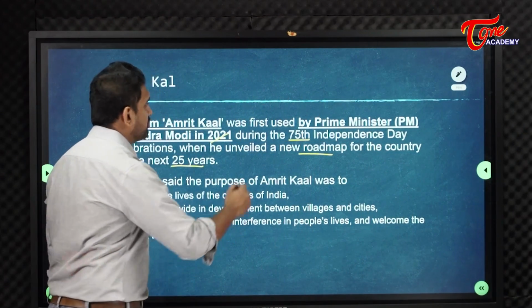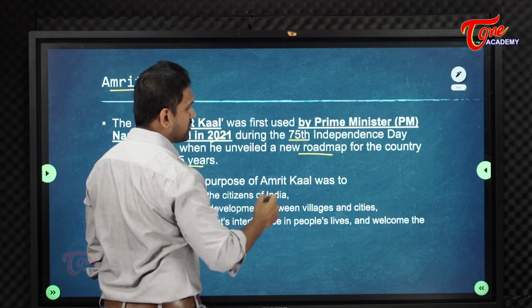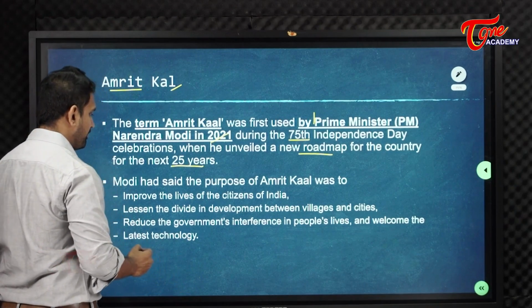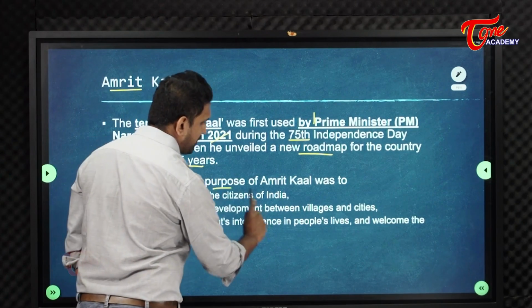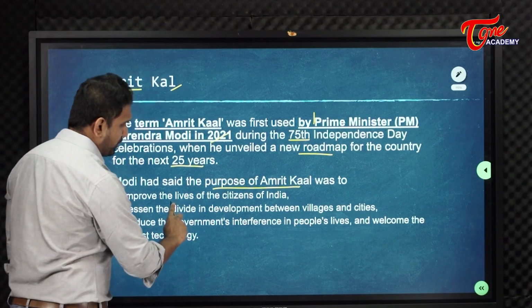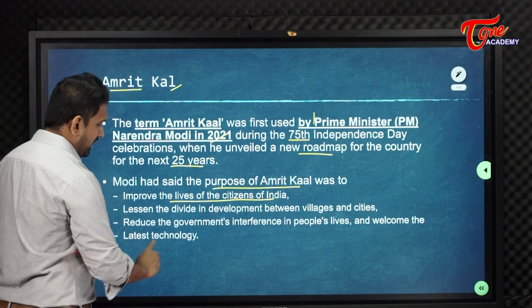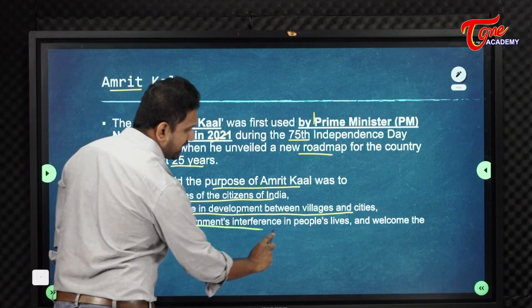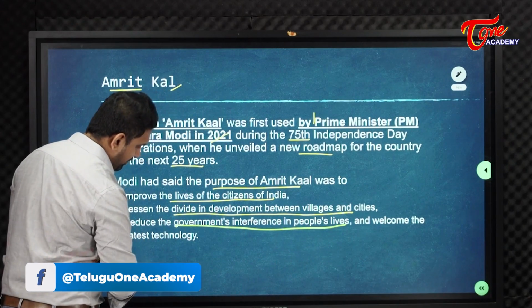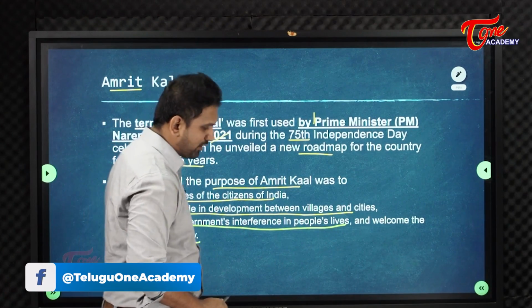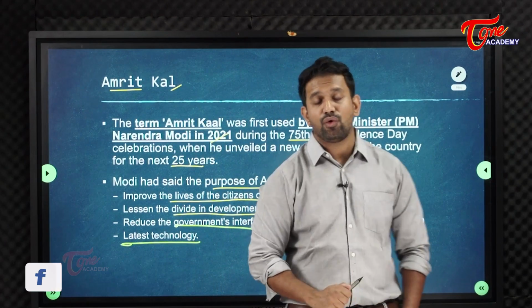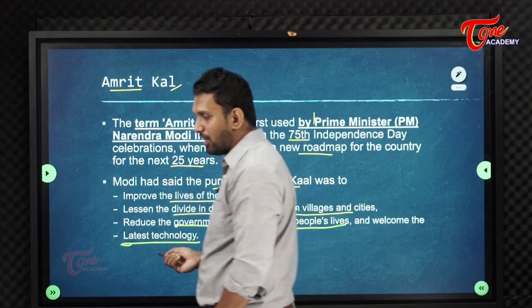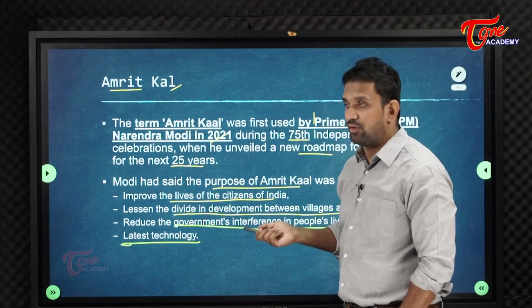So remember this point: Amrit Kal was first used by whom? Narendra Modi ji, in his 75th Independence Day speech. Modi has also said the purpose of Amrit Kal was to improve the lives of citizens of India, lessen the divide in development between villages and cities, reduce government interference in people's lives, and welcome the latest technology. So Amrit Kal rests on these 4 important ingredients. Please make sure that you learn all of them by heart. Very, very important. All right.